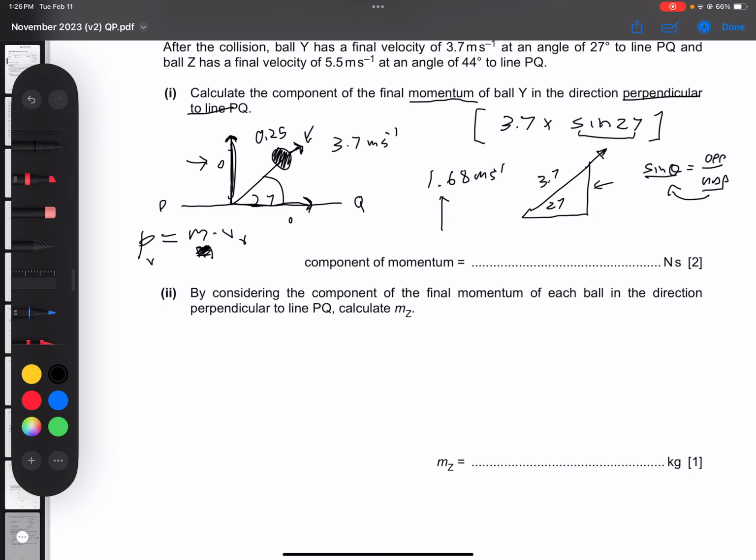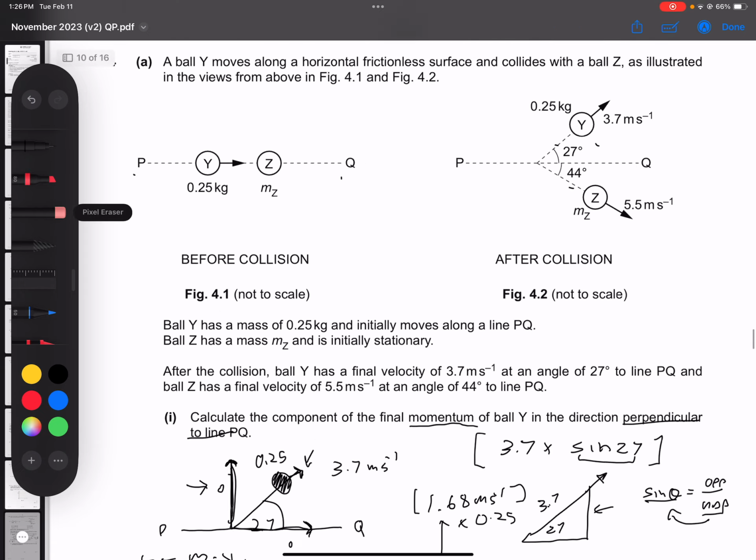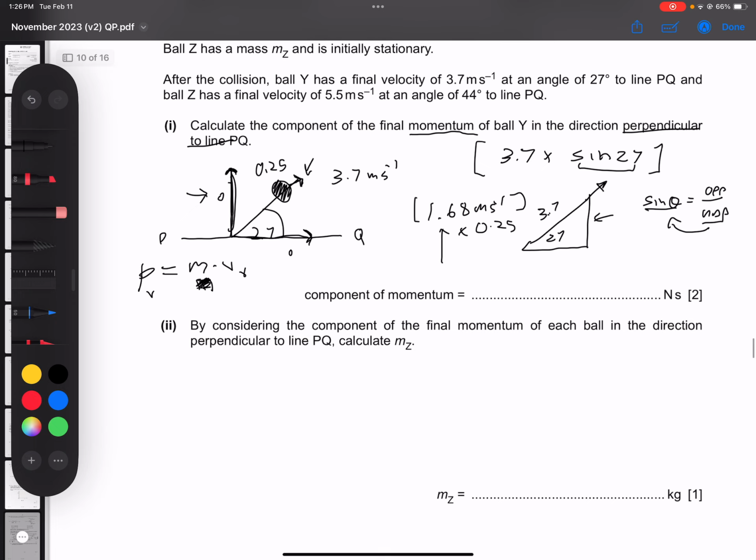Now, here, 1.68 into 0.25, right? That's the mass of the ball. So that gives us a value of 0.42 Newton seconds.